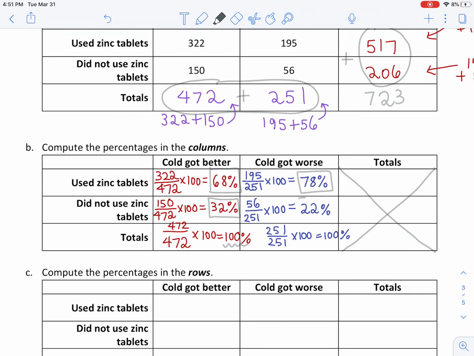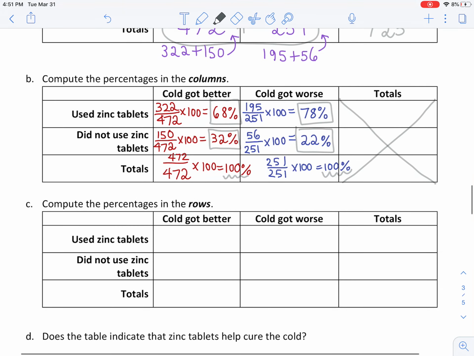Okay, if you add these two numbers together, 78 plus 22, you will get 100%. So that's how you find your percentages in the columns. Let's do something very similar. Let's do the percentages in the rows.